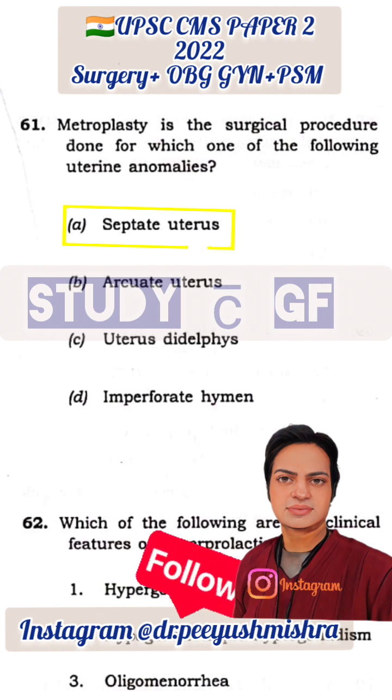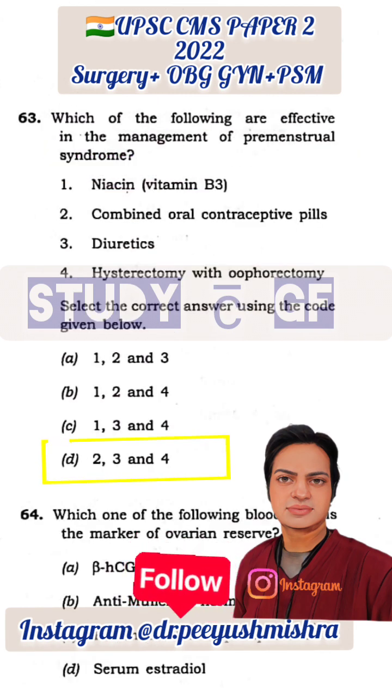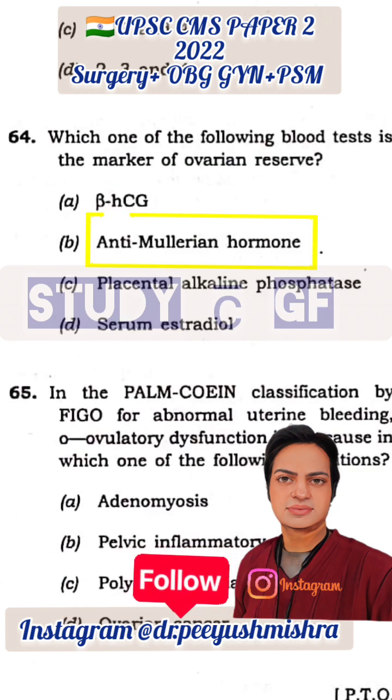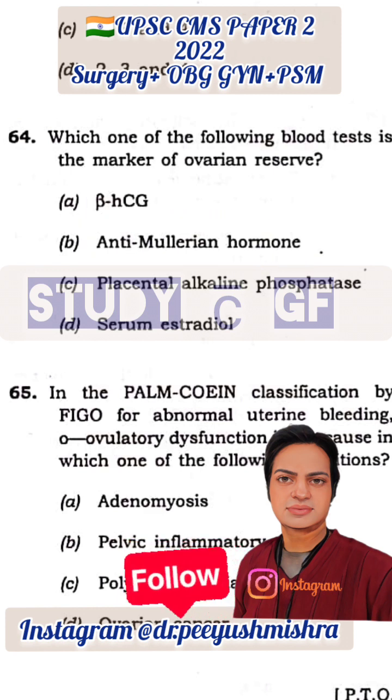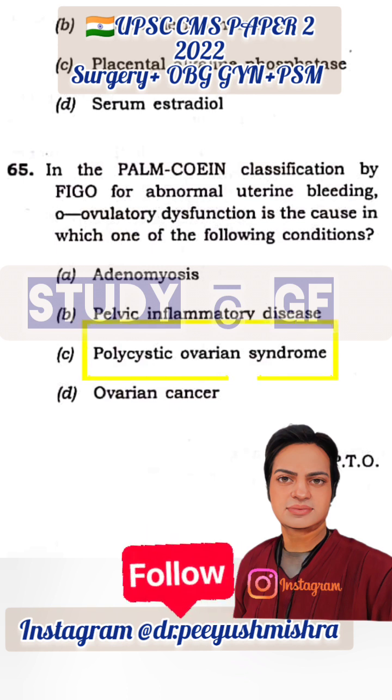Metroplasty is the surgical procedure done for which one of the following uterine anomalies? Septate uterus. Which of the following are effective in the management of premenstrual syndrome? Combined oral contraceptive pills, diuretics, hysterectomy with oophorectomy. Which one of the following blood tests is the marker of ovarian reserve? Anti-Mullerian hormone. In the PALM-COEIN classification by FIGO for abnormal uterine bleeding, ovulatory dysfunction is the cause in which of the following conditions? Polycystic ovarian syndrome.